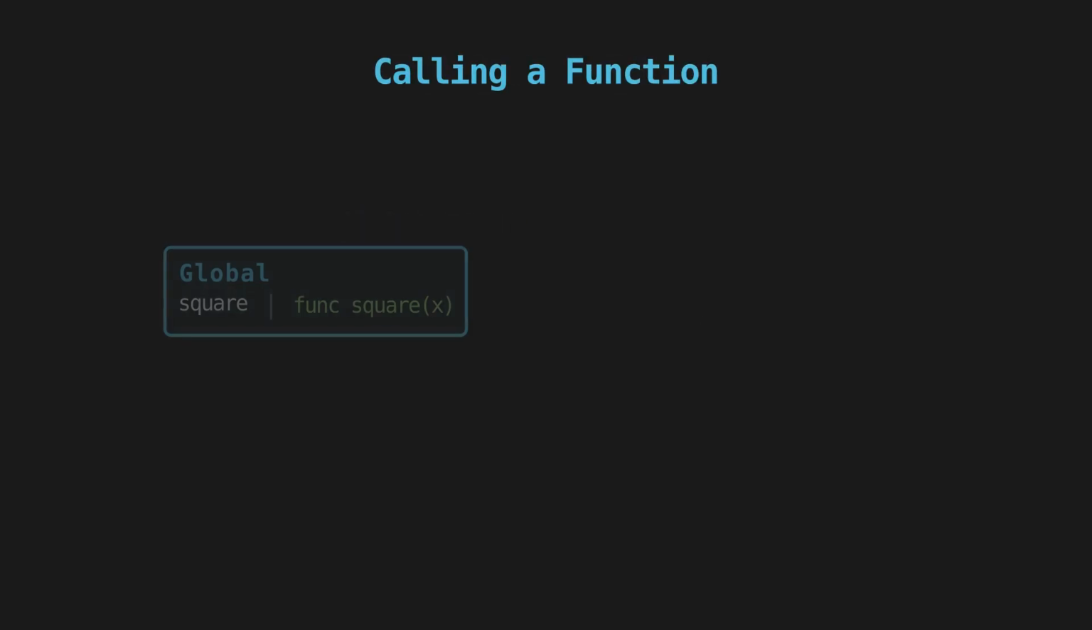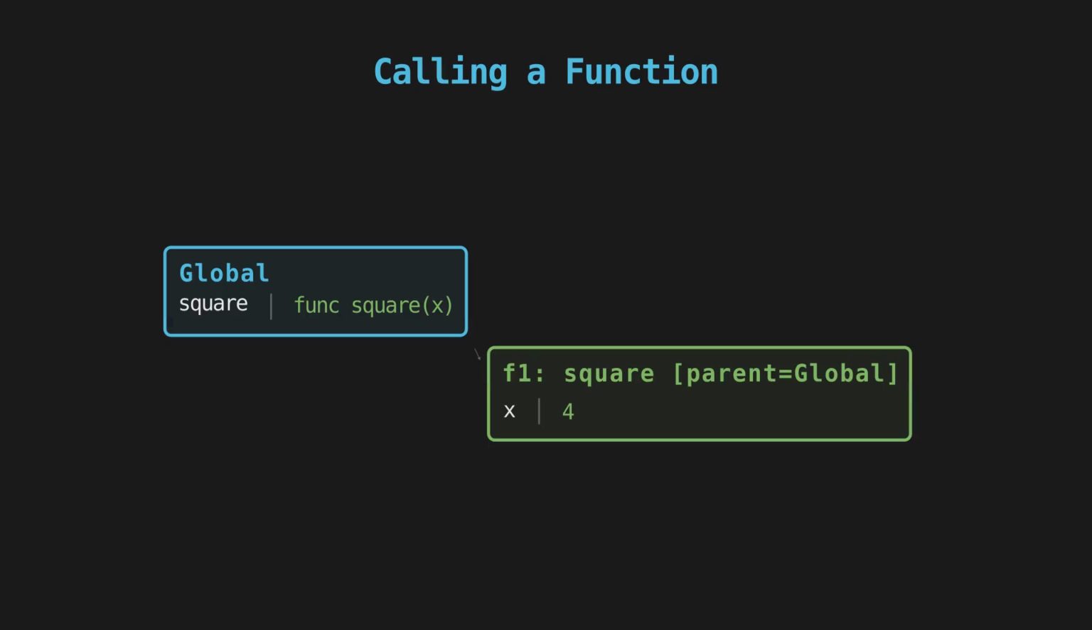When you call a function, Python creates a brand new frame. Trace square of 4. Python finds square in the global frame, creates a new frame with a parent pointer back to global, binds x to 4, and evaluates x times x. It finds x is 4, computes 16, and returns it. The key insight: every function call creates its own private frame. That's why calling square of 4 and square of 7 don't interfere with each other.